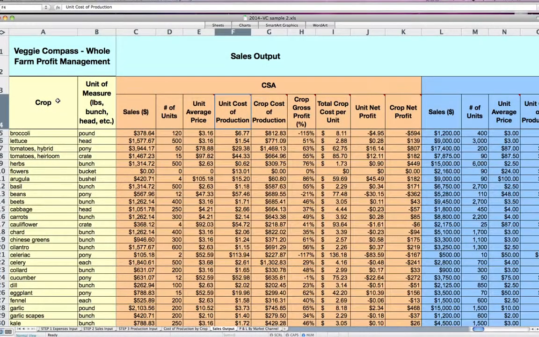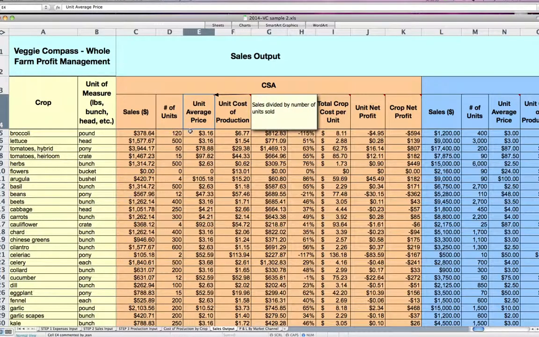As before, your crops and their units are listed in the first 2 columns. The next columns are grouped and color-coded by market channel. For each market channel, there are 9 columns of data. The first 3 are familiar, coming straight off the sales input sheet. They are sales, units sold, and average unit price.